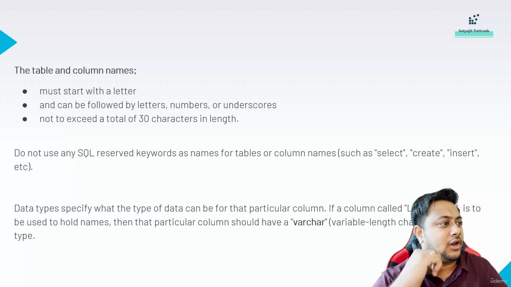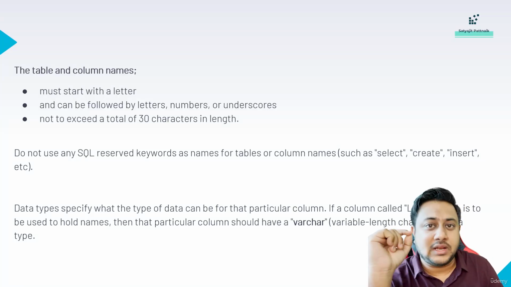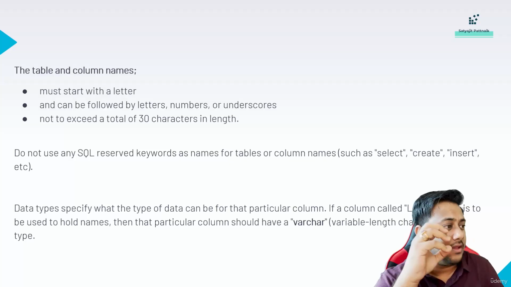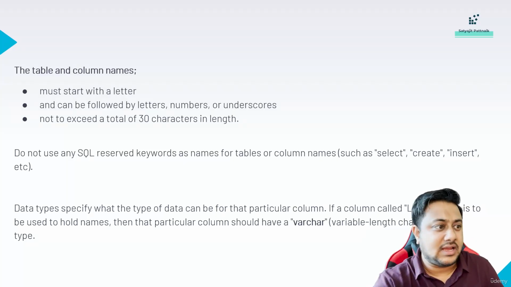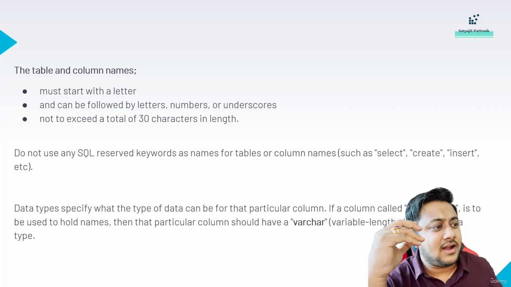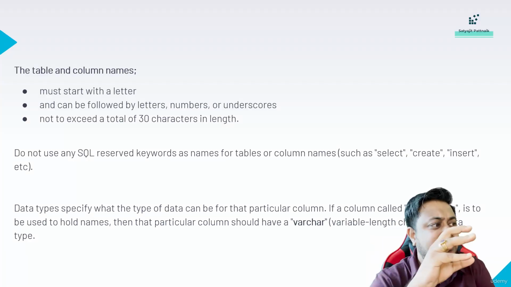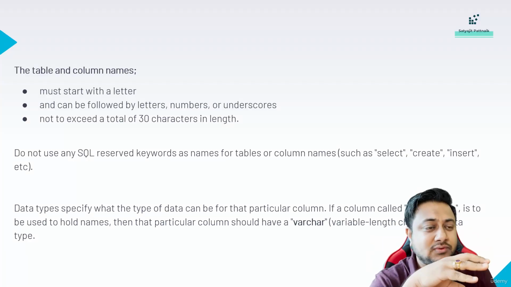The table and column names must start with a letter. That's the basics, and can be followed by numbers and letters or underscores, not to exceed a total of 30 characters in length. These are some of the best practices which we follow.